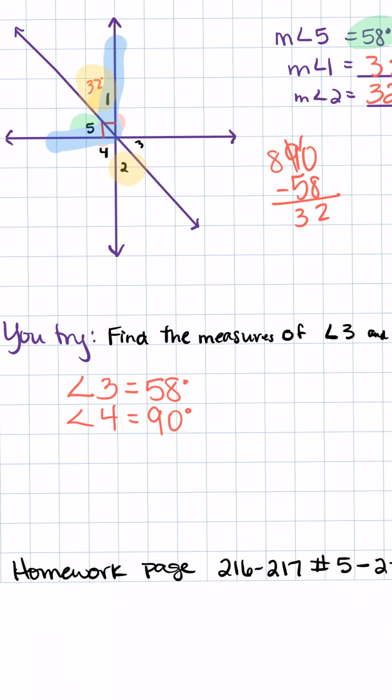Okay, so you should have gotten that the measurement of angle 3 is 58 degrees, because its opposite angle is 5, and we were given that measurement 5 was 58 degrees. And then angle 4, when those two lines come together, if this one is 90 degrees, this one's 90 degrees, and these two added together are 90 degrees. So angle 4 is 90 degrees.